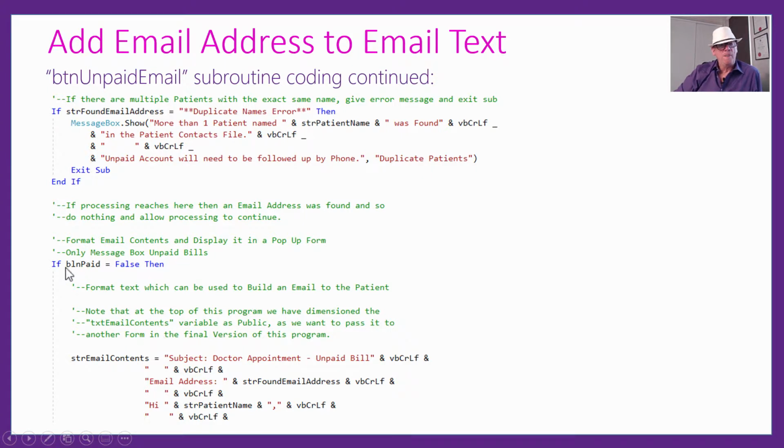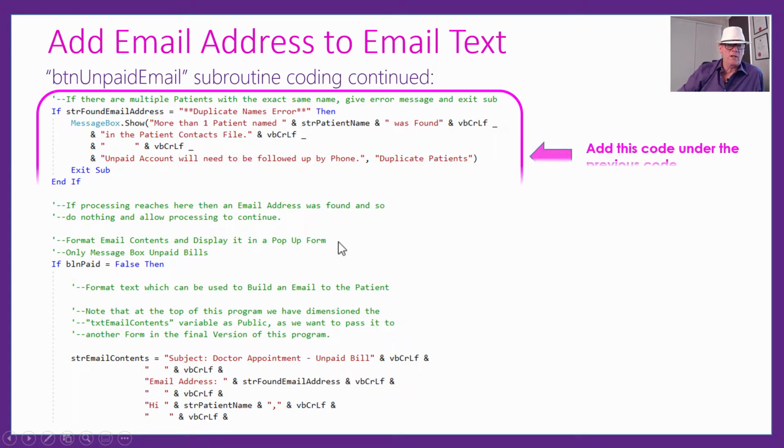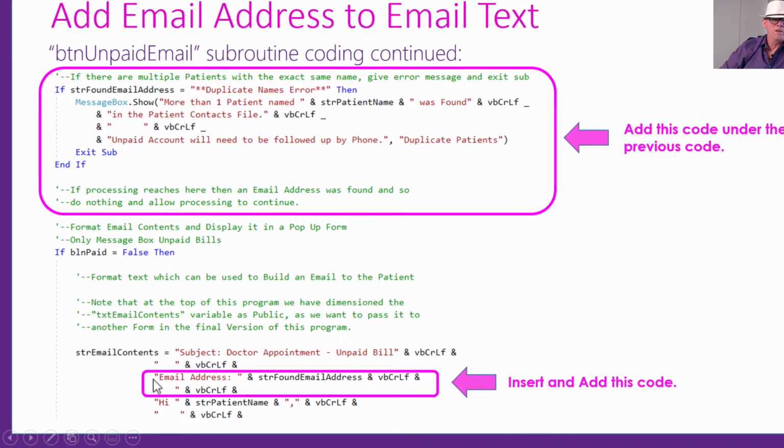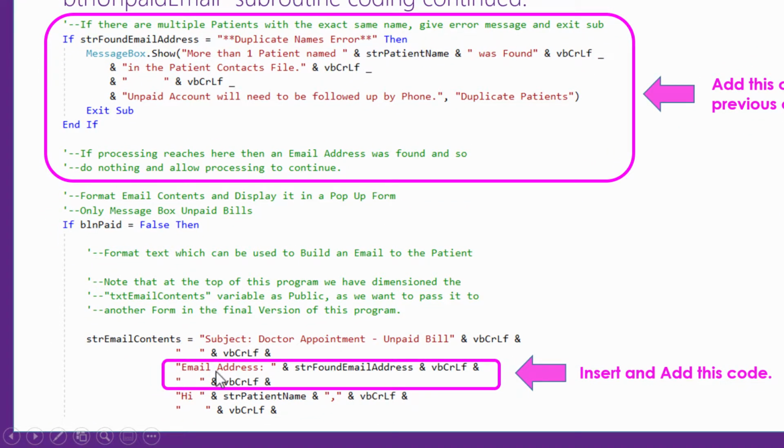And what we can do is, down where we're stringing together the email contents, we can include a new part here. So we just insert this code and add it in: the email address, and put what the found email address was, and then just have a blank line.